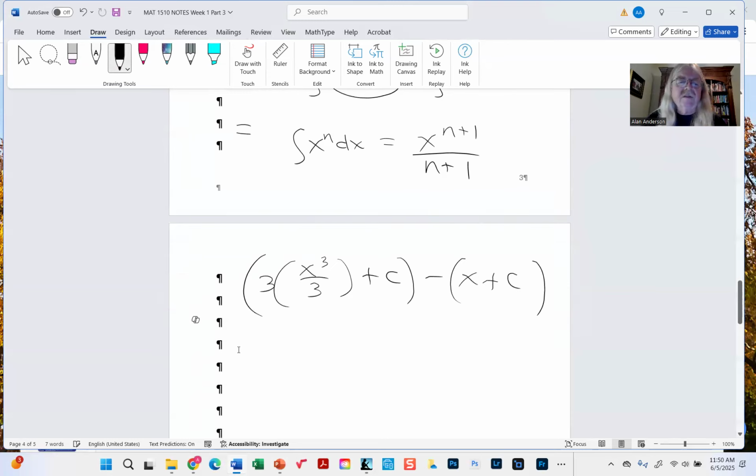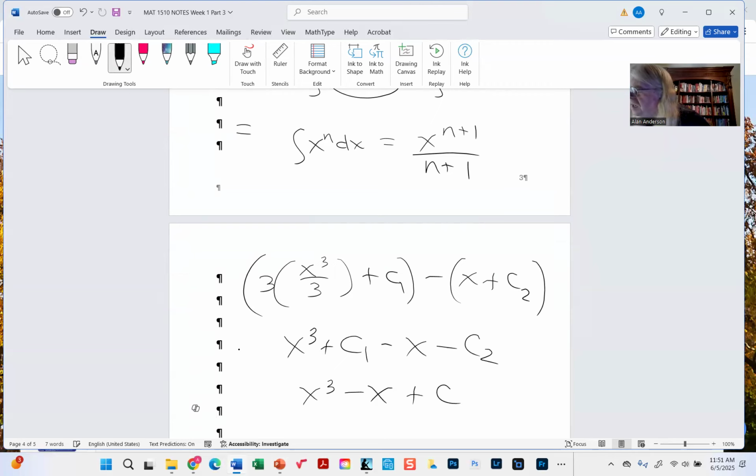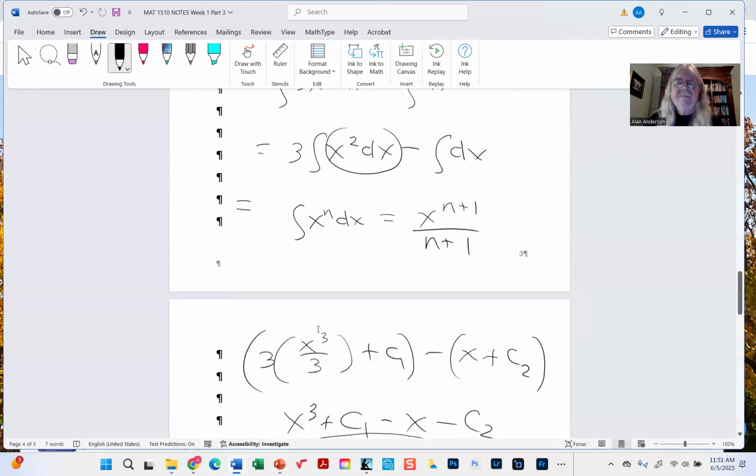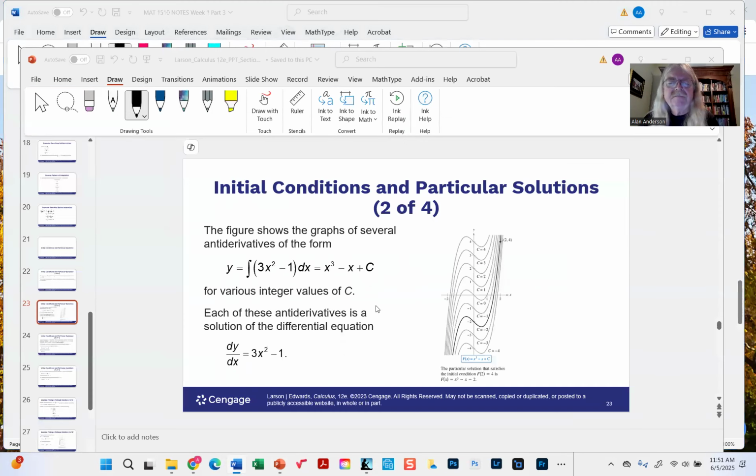Okay, so we can simplify it a little. In fact, if you wanted to, you could think of this as C1 and C2. So you've got x cubed plus C1 minus x minus C2. So you also end up writing it as x cubed minus x plus some constant C, which we don't know what it is anyway. Okay, so that's our final answer.